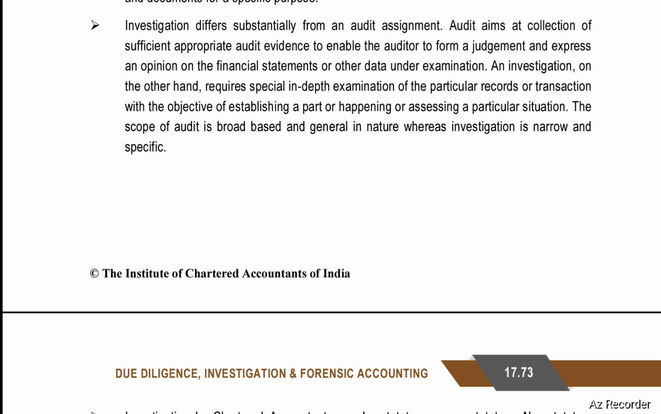Audit aims at collection of sufficient appropriate audit evidence to enable the auditor to form a judgment and express an opinion on the financial statements or other data under examination. An investigation, on the other hand, requires special in-depth examination of the particular records or transactions with the objective of establishing a fact or happening or assessing a particular situation.